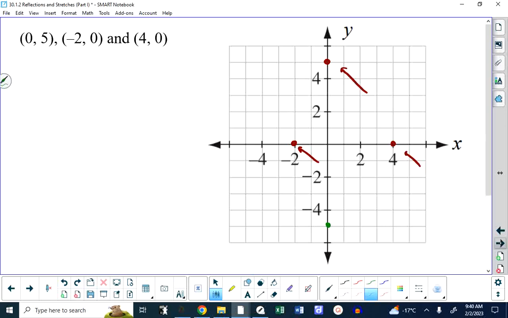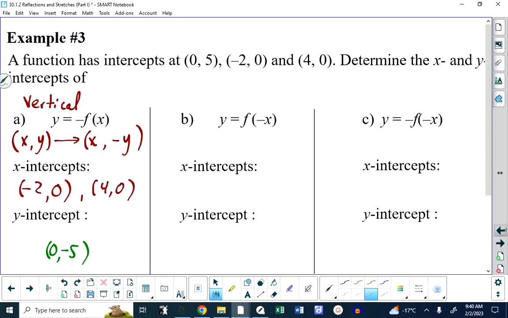I don't think you want to go to the concrete kind of right away. You want to try to challenge yourself to think abstractly. What are the x-intercepts here? Well, this is a horizontal reflection.